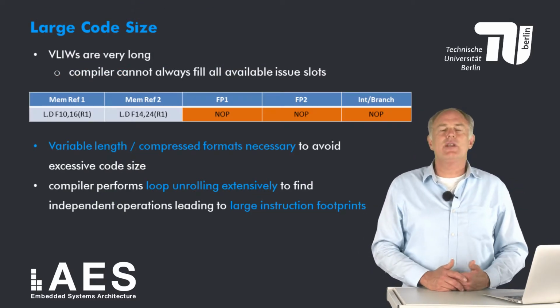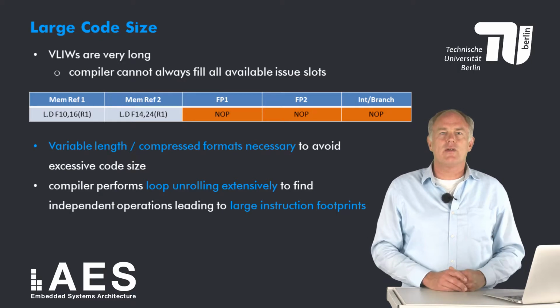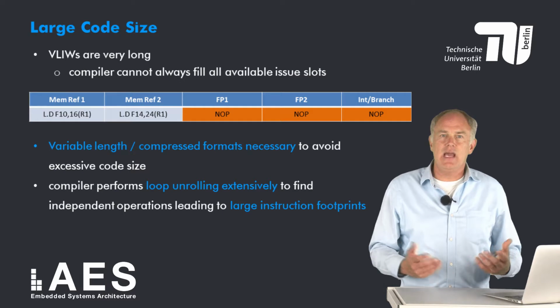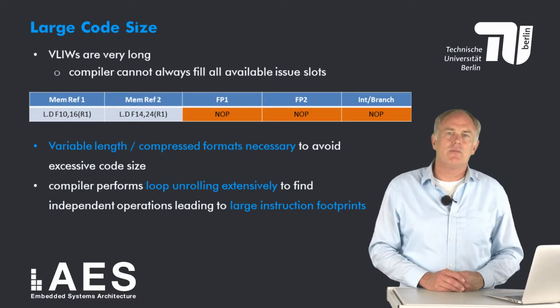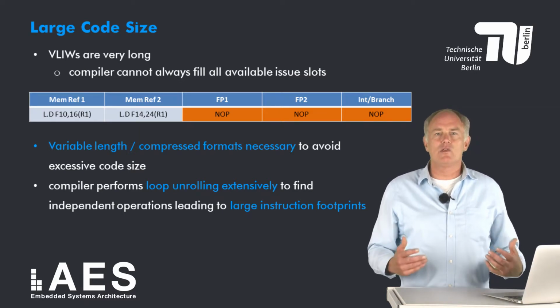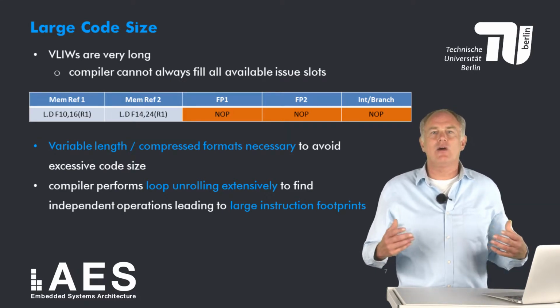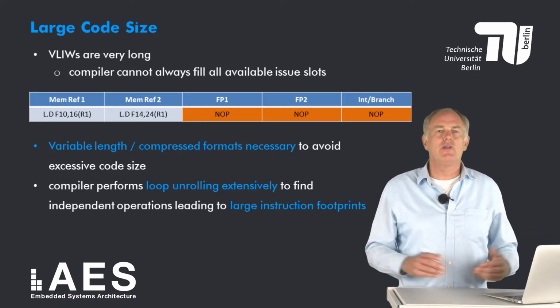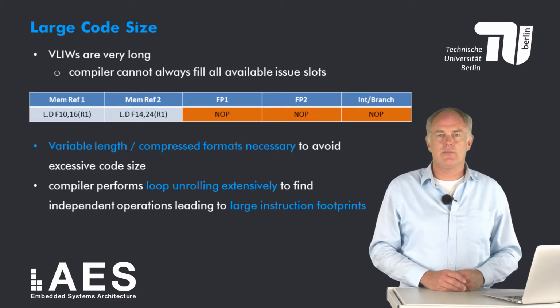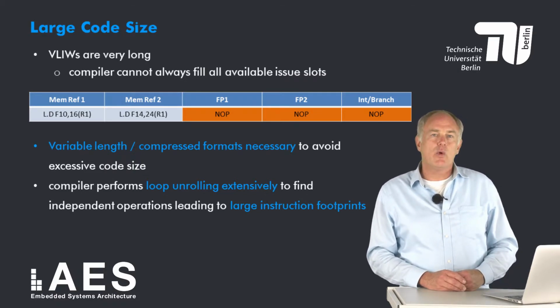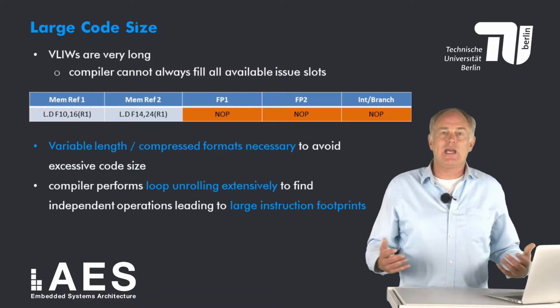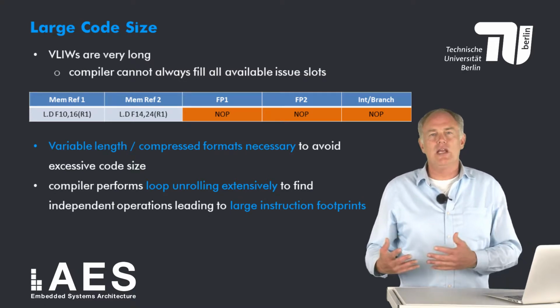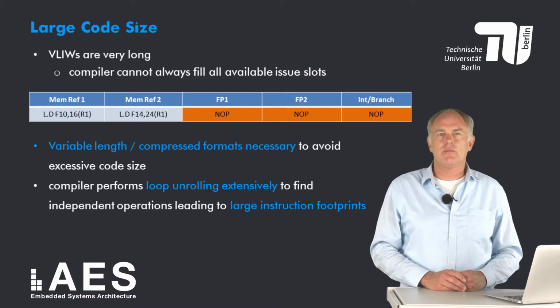Now this brings us to the next challenge, the large code size. VLIW processors, it's in the name, have very long instructions. This indicates, what is usually the case, that the compiler cannot always find a sufficient number of parallel operations to fill all the slots. Some slots need to be filled with no ops, which causes waste. Here's an example. We have 2 loads, but for the rest we cannot fill. Therefore, 3 no ops have to be inserted.